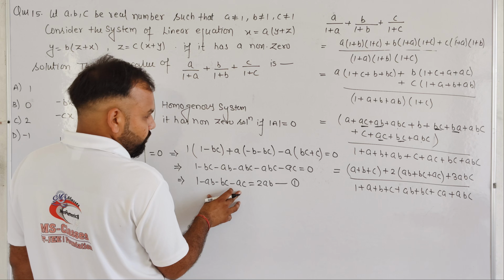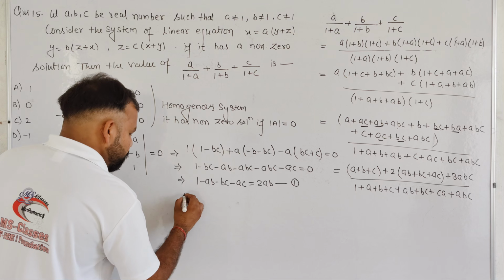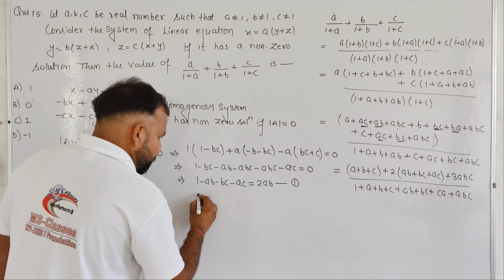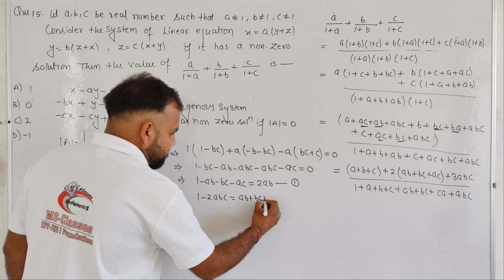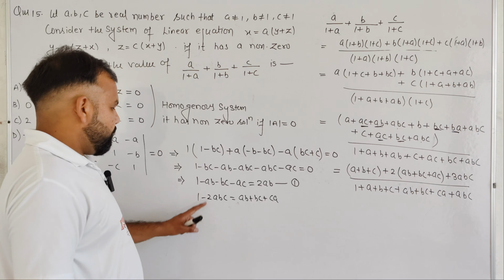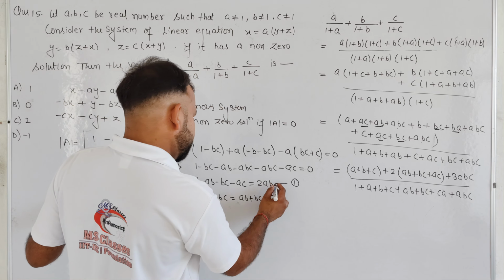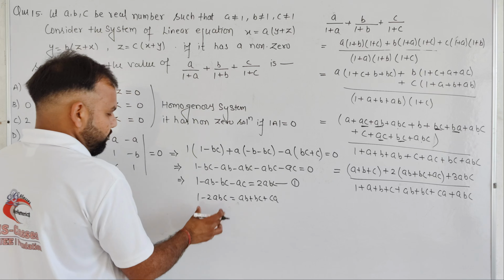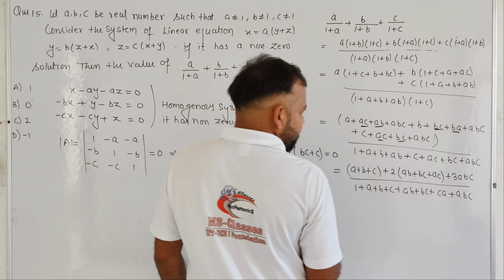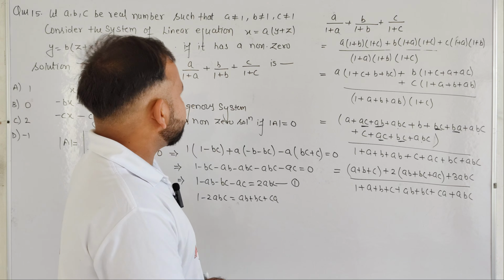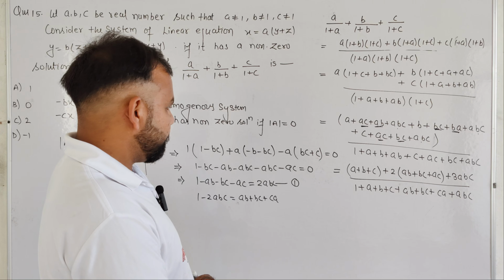What is the value of ab plus bc plus ca? So student, you can easily calculate: 1 minus 2 times abc is equal to ab plus bc plus ca. Take out 2abc to this side, that is abc, there is a mistake. And this is taken on the right hand side. So basically student, I think there is a mistake, I'll check, student, one minute.